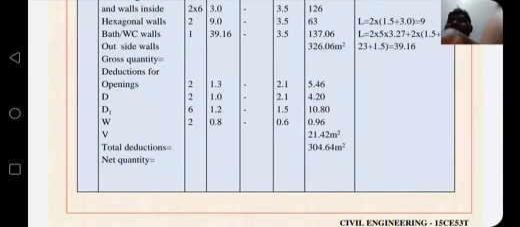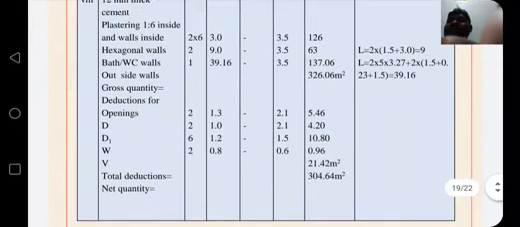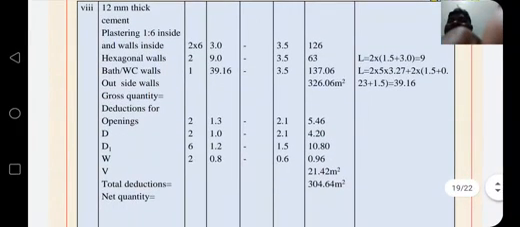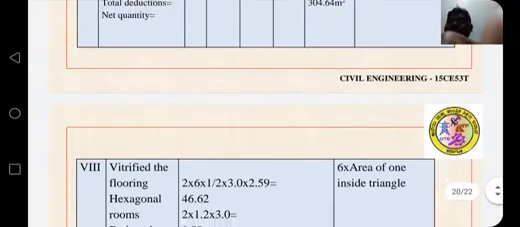Net quantity is equal to total quantity of plastering minus deduction, that is 326.06 minus 21.42 meter square. Total net quantity is equal to 304.6364.